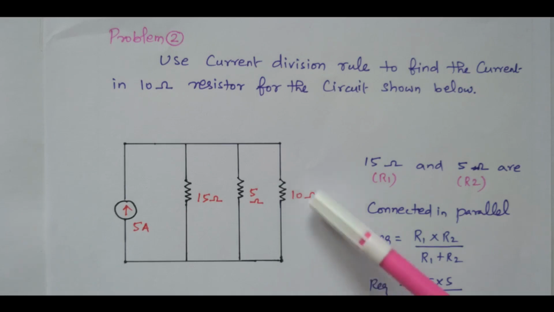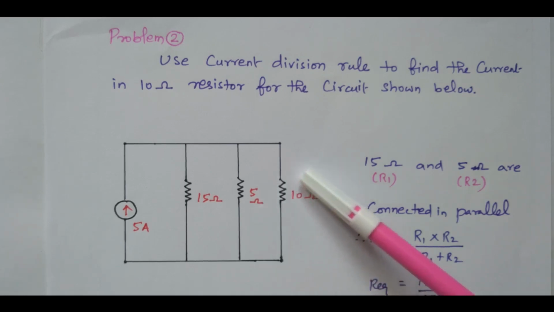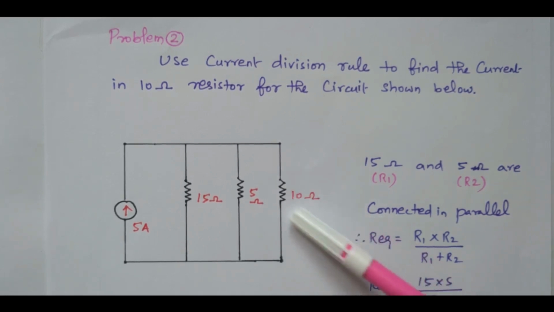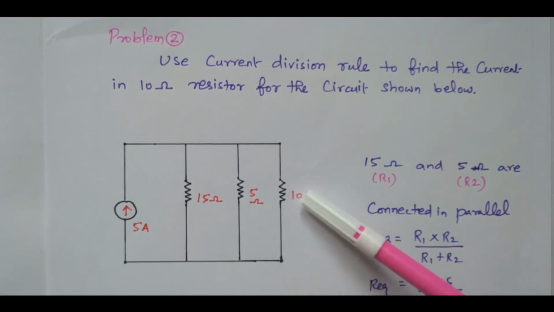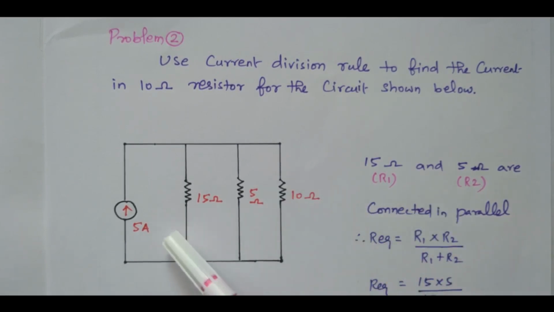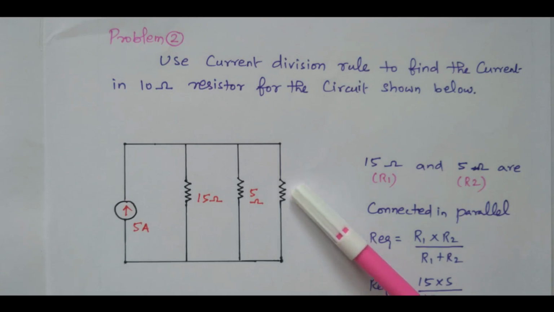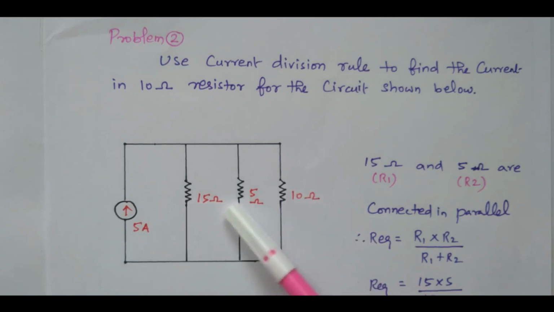So in this problem, what do we need to find? We need to find only the current through the 10 ohm resistor. Right? The current through the 10 ohm resistor is needed. But here 3 resistors are available. For the current division rule, only 2 resistors should be there. If it is 2 resistors, we will apply the current division rule. So in order to find this 10 ohm resistor current, now we will simplify these two.